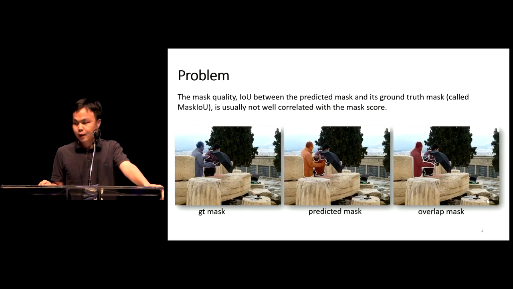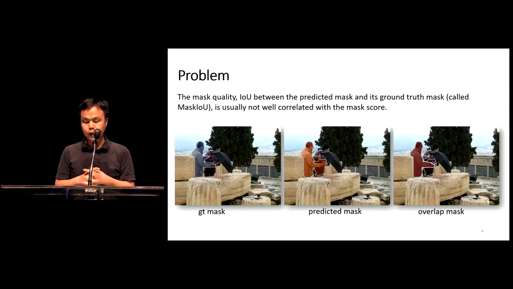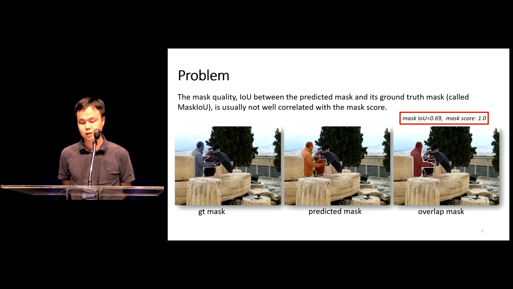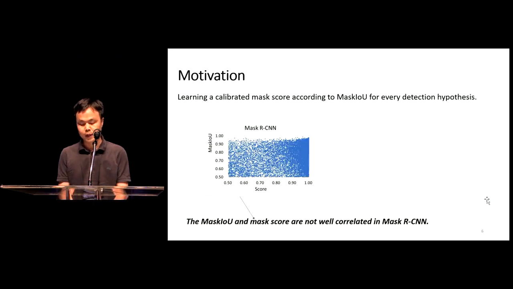However, it is not suitable to use the classification score as the mask score directly. The mask quality, the IoU between the predicted mask and its ground truth mask, termed mask IoU, is usually not well correlated with the mask score. Here is an example. This kind of situation happens in many situations. In this example, the mask IoU is 0.69, while the mask score is 1. Obviously, it is not suitable to use the classification score as the mask score in instance segmentation.